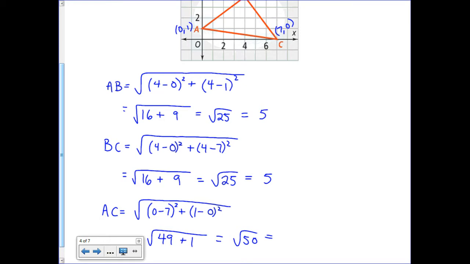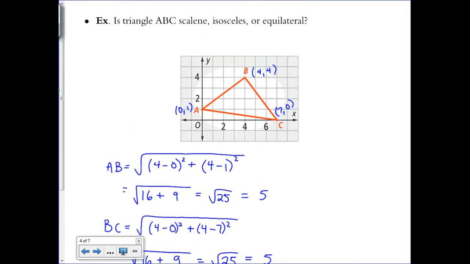Split 50 into 25 and 2. The square root of 25 is 5, and the root 2 stays. So I've got 2 side lengths the same and 1 different. So the answer to this question is that it's an isosceles triangle. So we've used some coordinate geometry to prove something about a polygon on the coordinate plane.